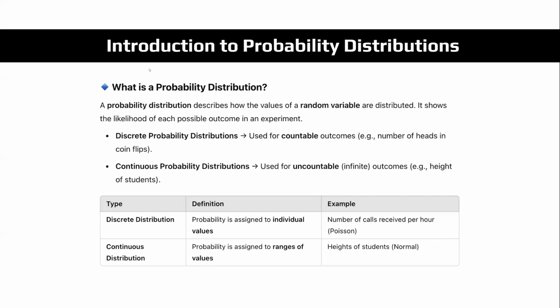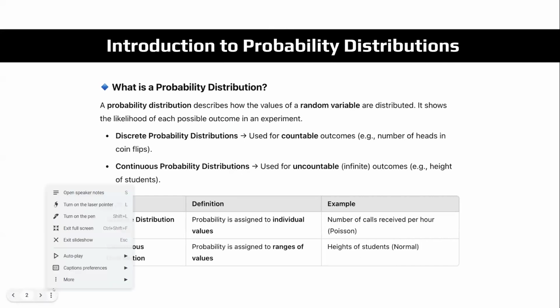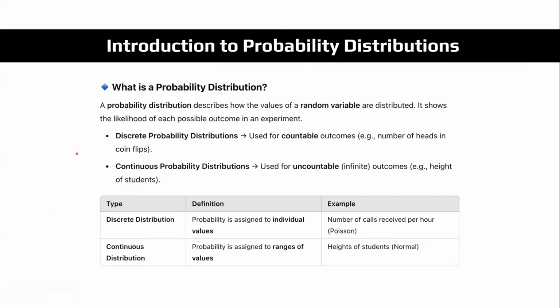So what is a probability distribution? A probability distribution describes how the values of a random variable are distributed. Sorry, I cannot use the pen here. I will display for you. A probability distribution describes how the values of a random variable are distributed. It shows the likelihood of each possible outcome in an experiment. Any doubt in the definition? It's pretty straightforward, right? It describes how the values of a random variable are distributed. So on a graph, it will show you what is the range of that random variable, how it can move.